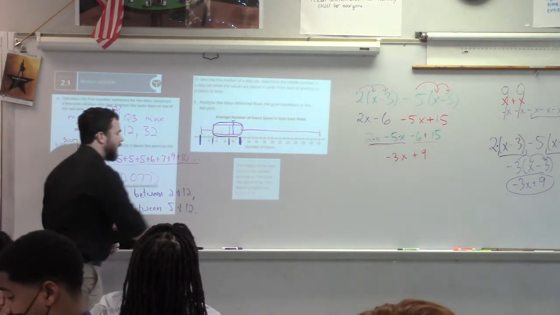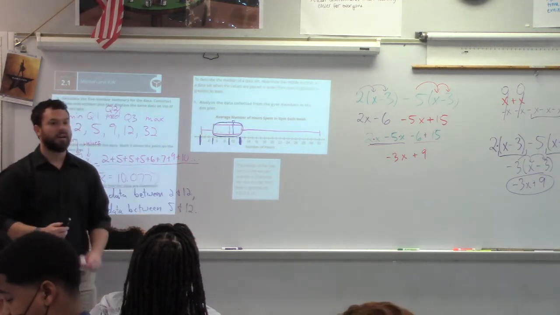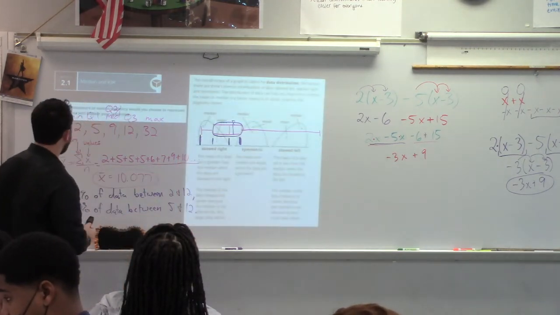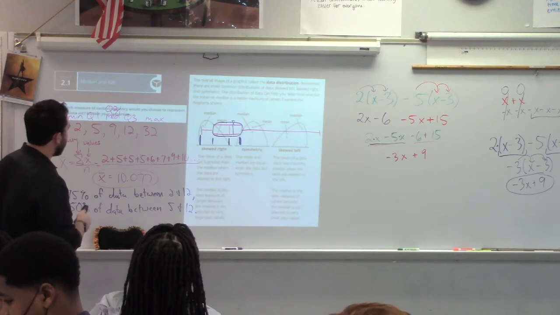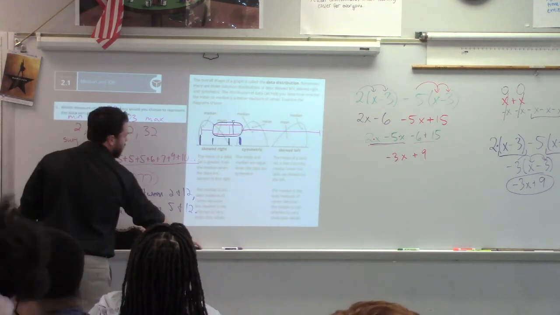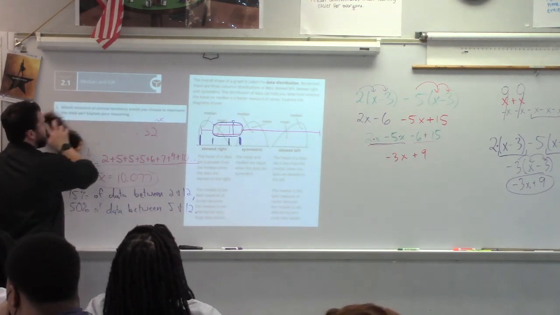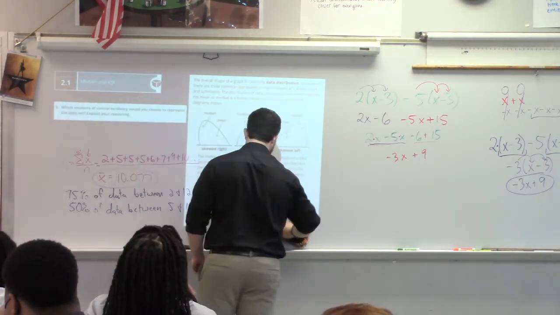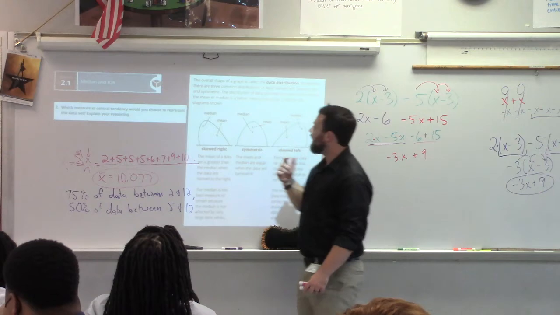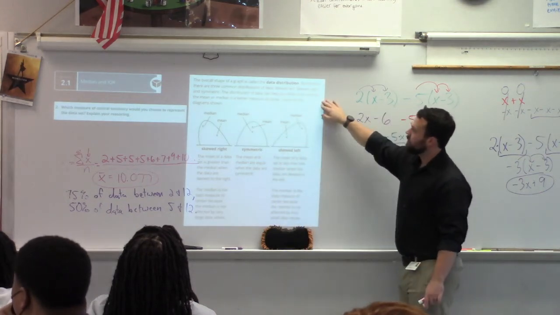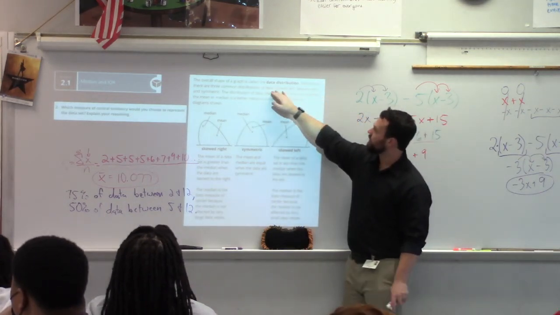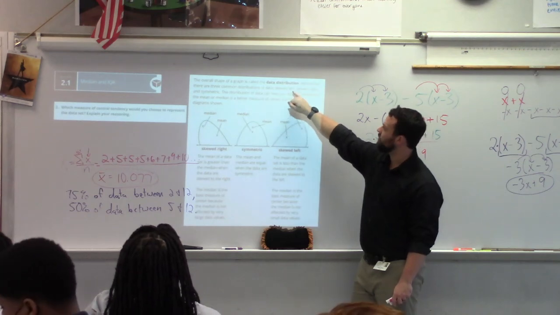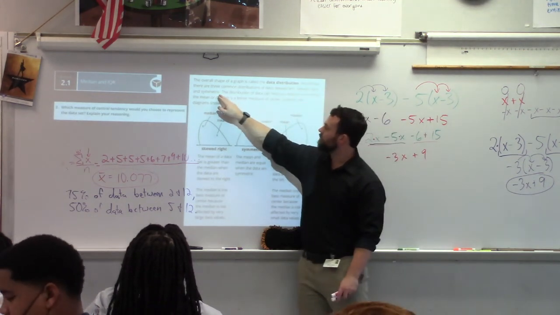Okay, so let's find out how to determine if that's an outlier or not. I think that's the next part. Oh, it does talk about it here. This is the last thing before we talk about how to determine outliers or not. So here's the thing that we want to recognize. The overall shape of a graph is called the data distribution. We've already talked about skewed left, skewed right, and symmetric.